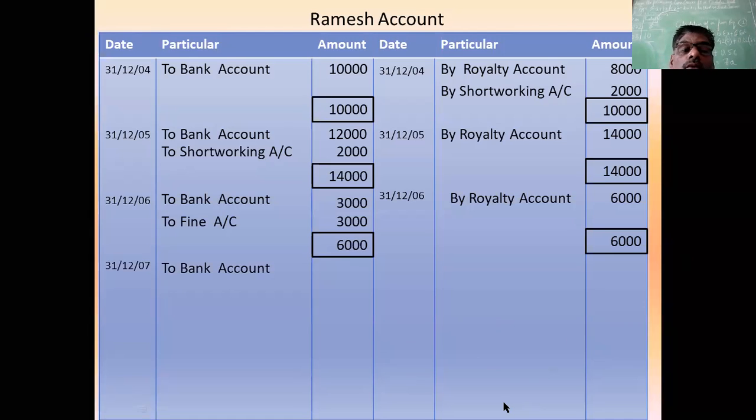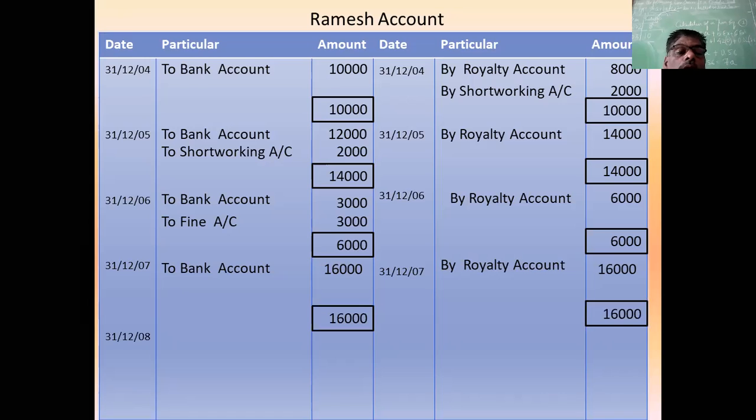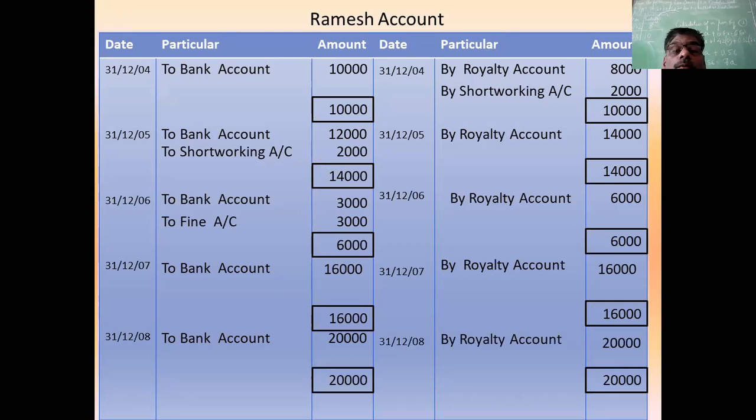Next is to bank account, payment 16,000, by royalty 16,000, total 16,000. Last year, to bank 20,000, by royalty 20,000, total 20,000. There is no difference in the last 2 years. Okay. Next is short working.